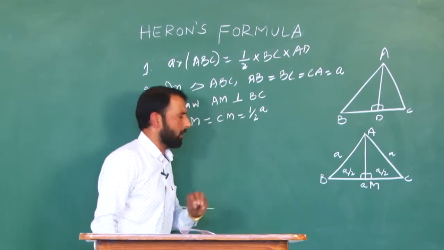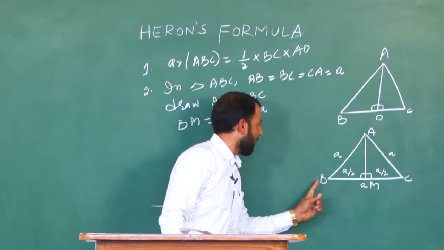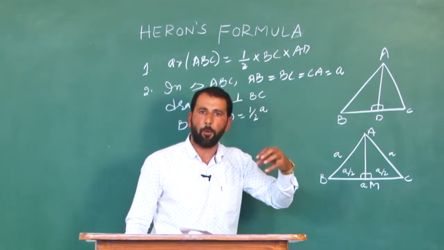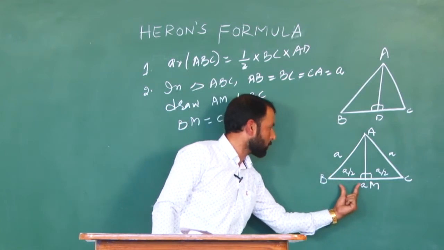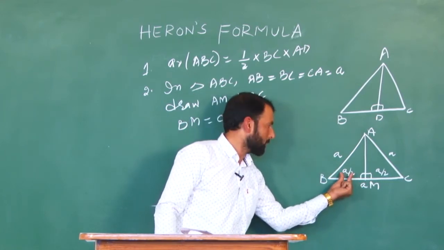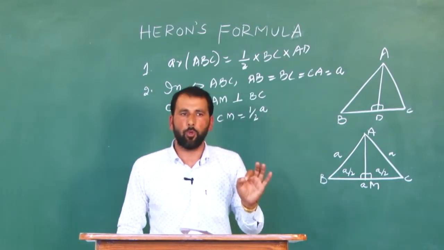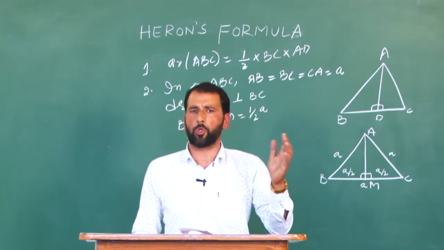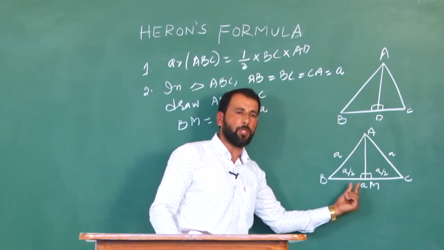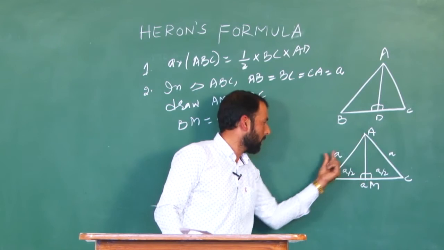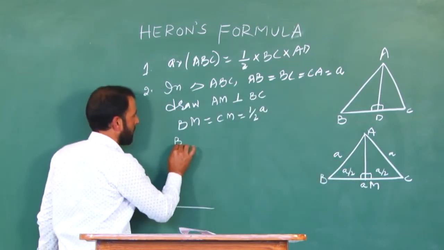Now consider the right angle triangle ABM. ABM is a right angle triangle in which the hypotenuse is given. This AB is the hypotenuse and base is also given, that is BM is equal to a divided by 2. In any right angle triangle we use Pythagoras theorem. Why do we use Pythagoras theorem here? To find the altitude or height of this triangle. So consider triangle ABM using Pythagoras theorem.